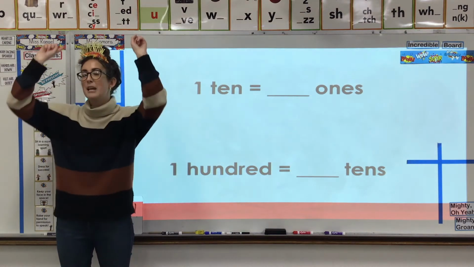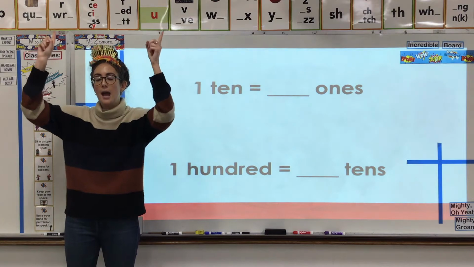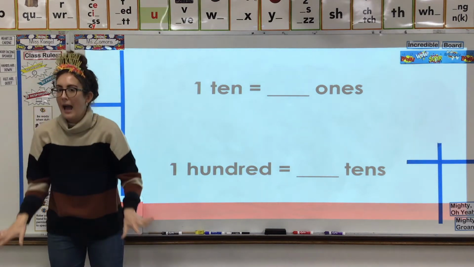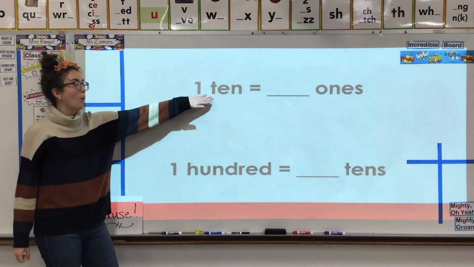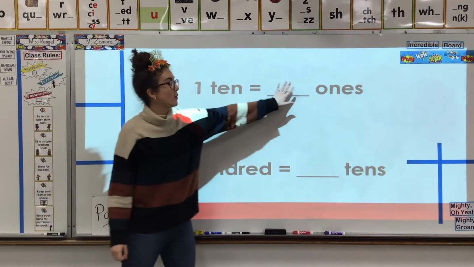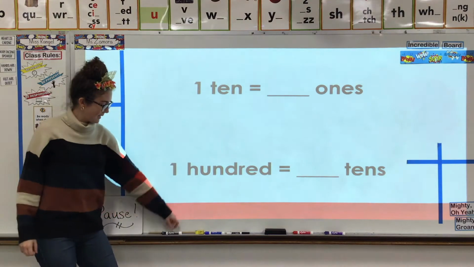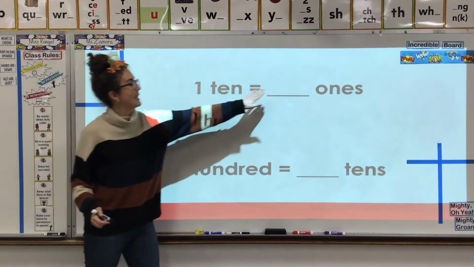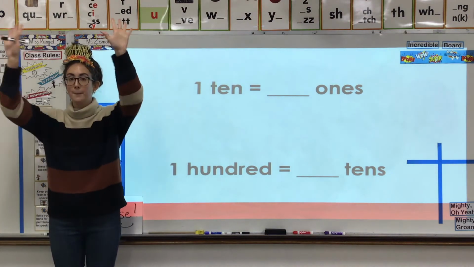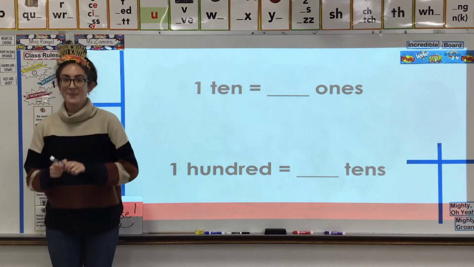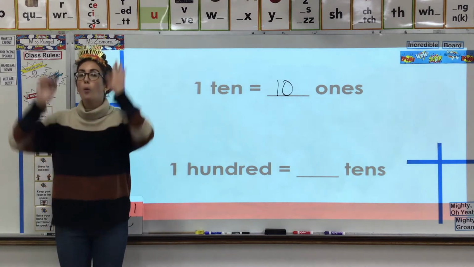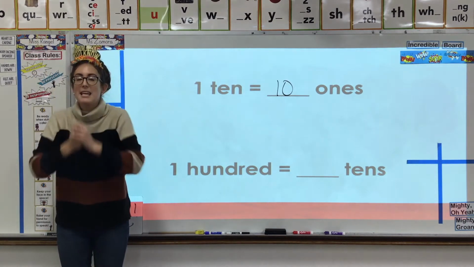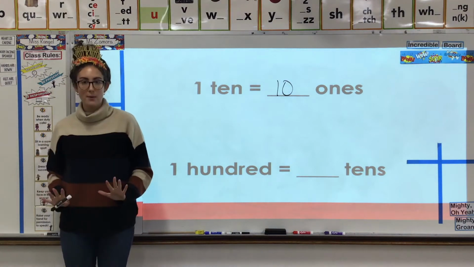Taking one of a bigger unit and turning it into how many of a smaller unit. Let's see. 1 ten equals how many ones, second grade? 1 ten equals 10 ones, exactly. One of a bigger unit equals 10 of a smaller unit.